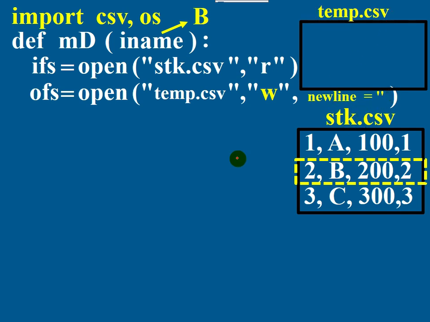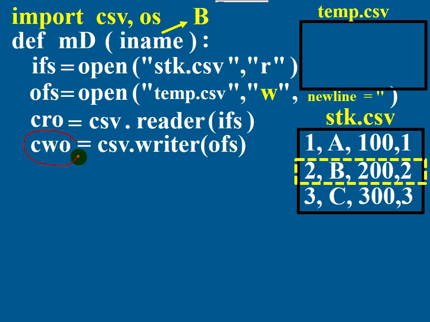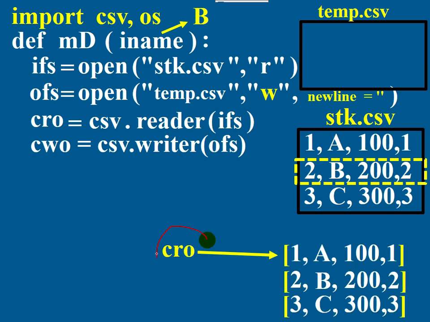To read data, create the CSV reader object. To write data, create the CSV writer object. Now, CRO contains all the rows, all the lists of this CSV file. From CRO, retrieve list one by one.